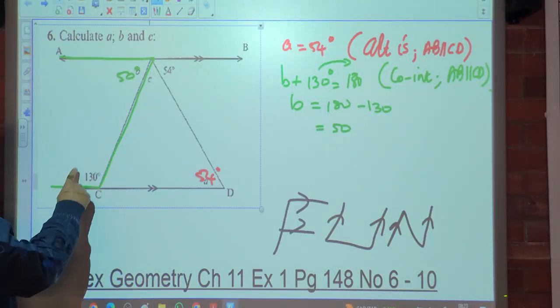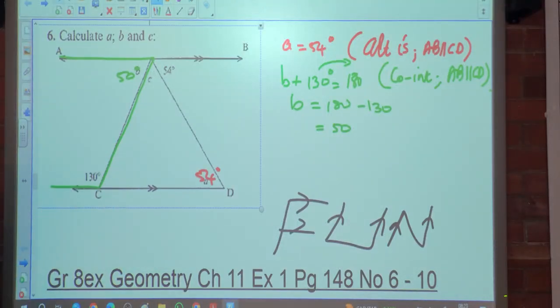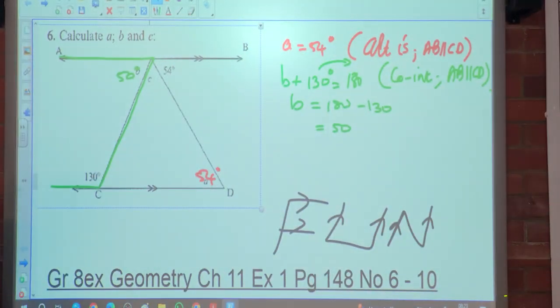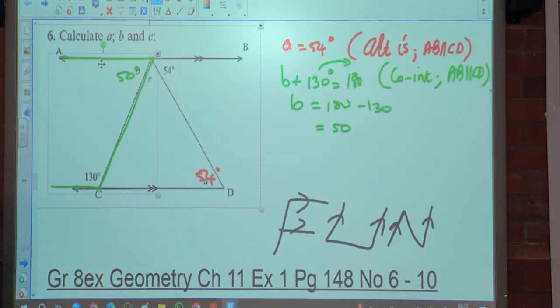Again, note that as I'm moving along, I'm populating the diagram. I'm filling in on the diagram the angles that we've calculated.